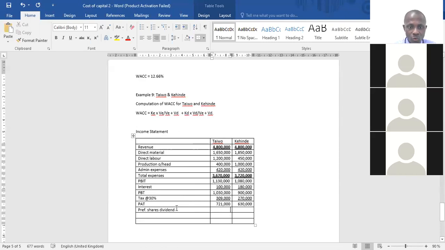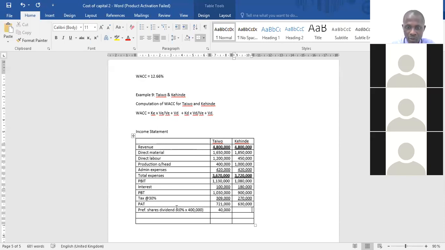Okay, so our preference share dividend will be calculated as, look at the question. Our preference shares is 400,000, and the coupon rate is 10%. So I will have 10% times 400,000. That should be 40,000.